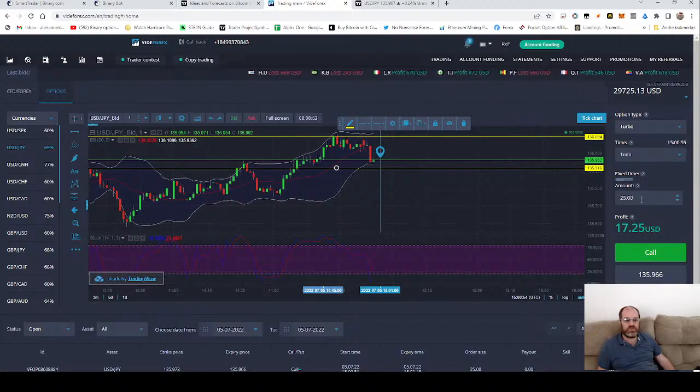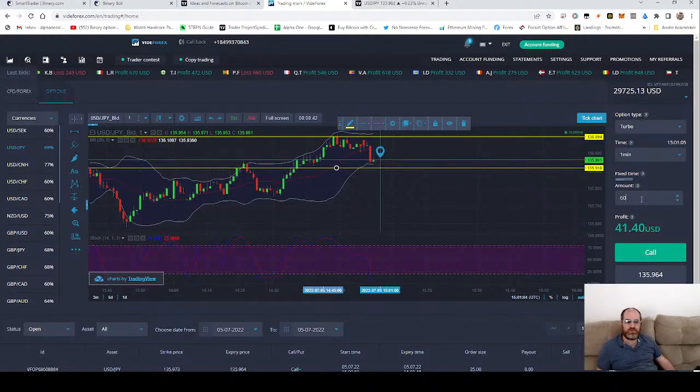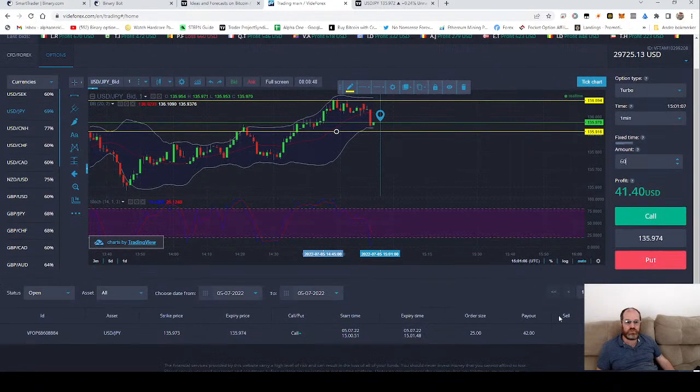We did go in with $25. If we lose, we need to recover the 25. So let's try if 60 will do the thing. 60 will recover and will even make some profit. So let's wait and see. You can see the trade down here now.